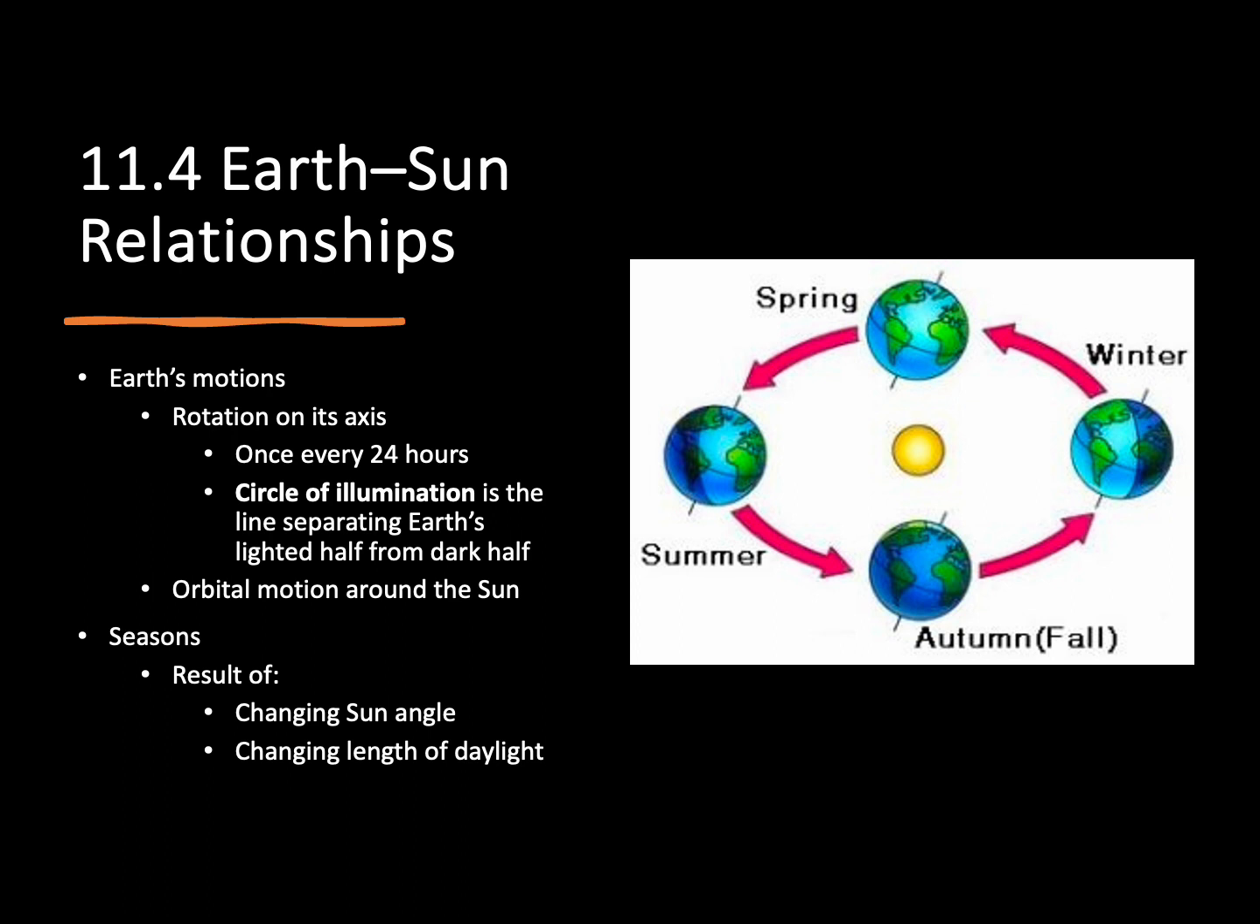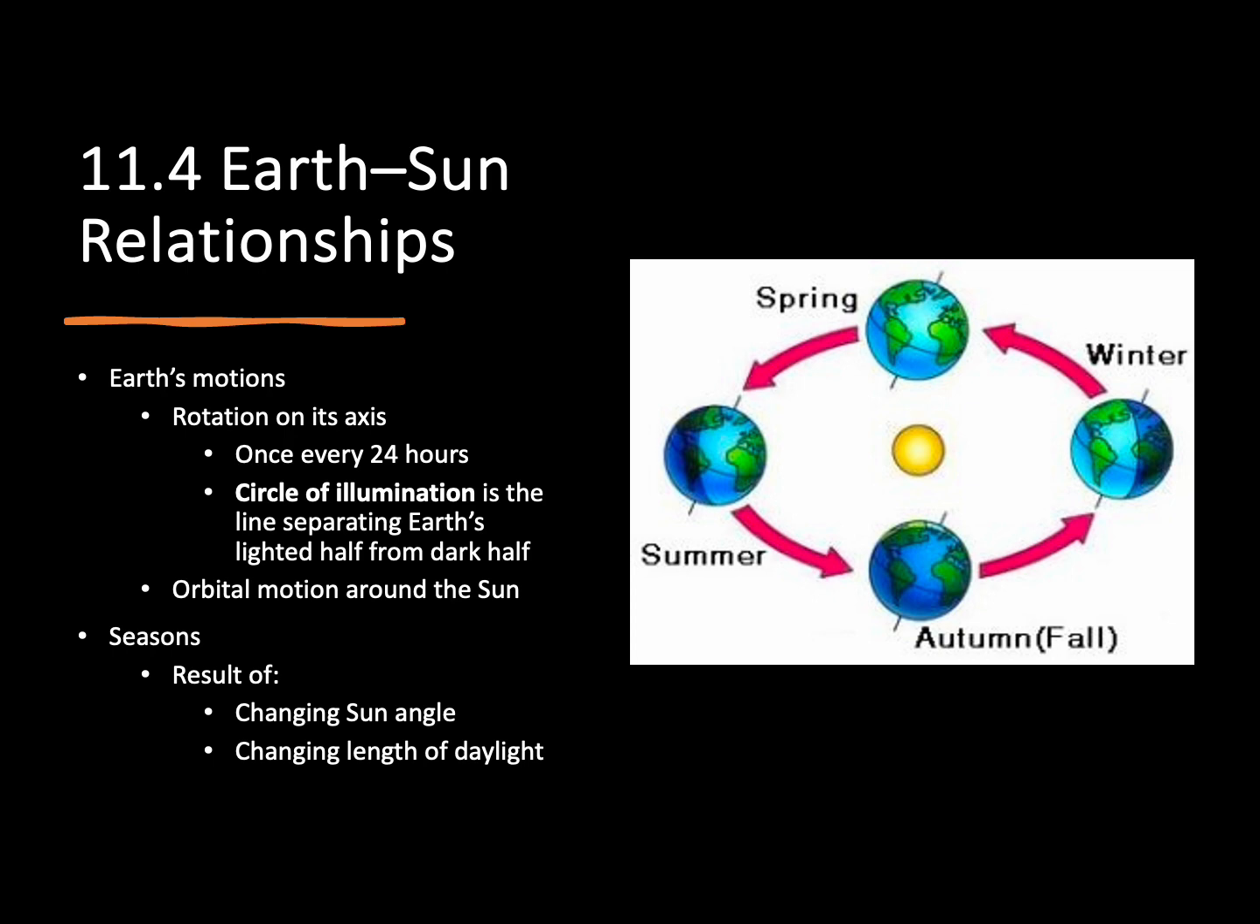Because it's orbiting around the Sun, we're going to have half of Earth being lit up by sunlight, while the other half of Earth will be dark. It'll be nighttime on the other half. And the separation between the light half of Earth and the dark half is called the circle of illumination. This circle is just everywhere that's currently being lit by the sun's rays.